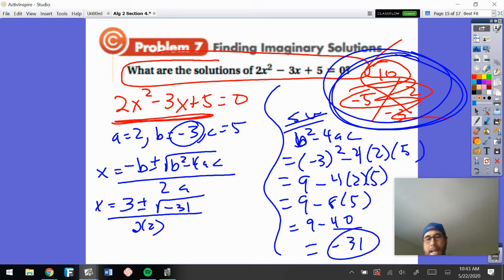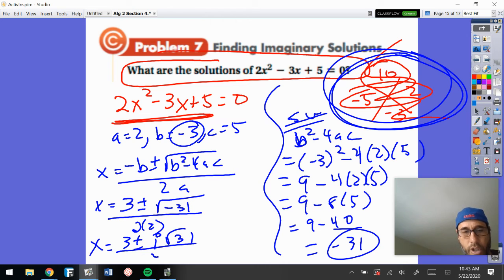Whoa, Mr. T, I got a negative in a square root. Class, what do we do with a negative in a square root? Easy peasy, right? If we have a negative in a square root, we just bring that i out. Now, do you guys know what the square root of 31 is? I don't. So we just get to leave that like that. But remember, we have two answers. So let's represent this as two answers.